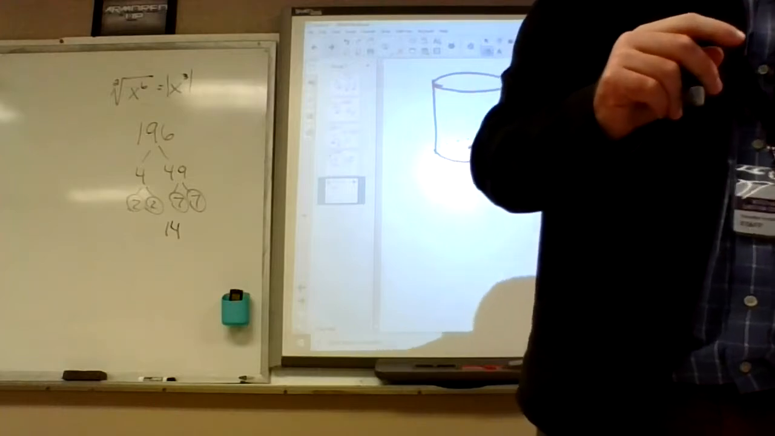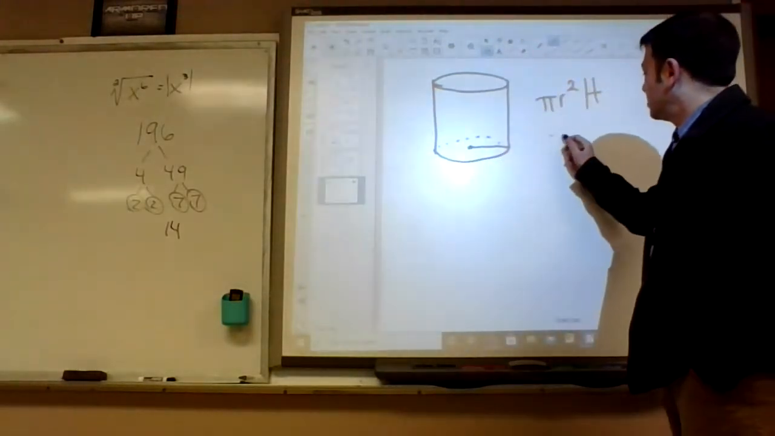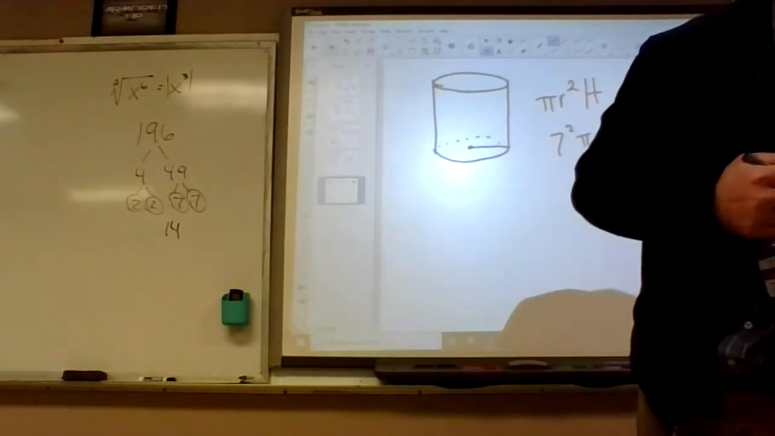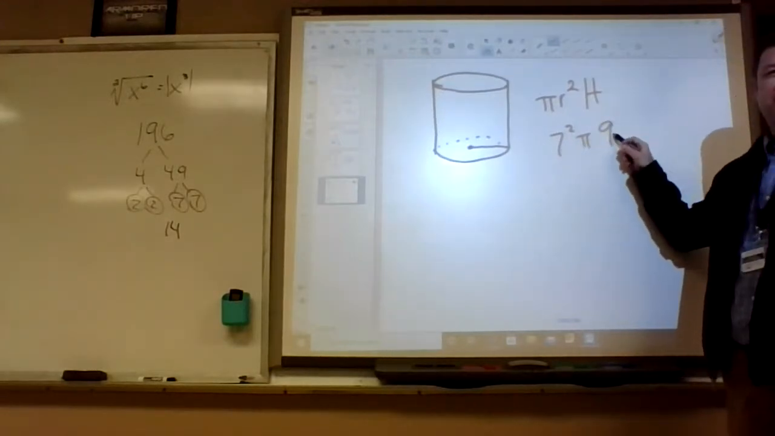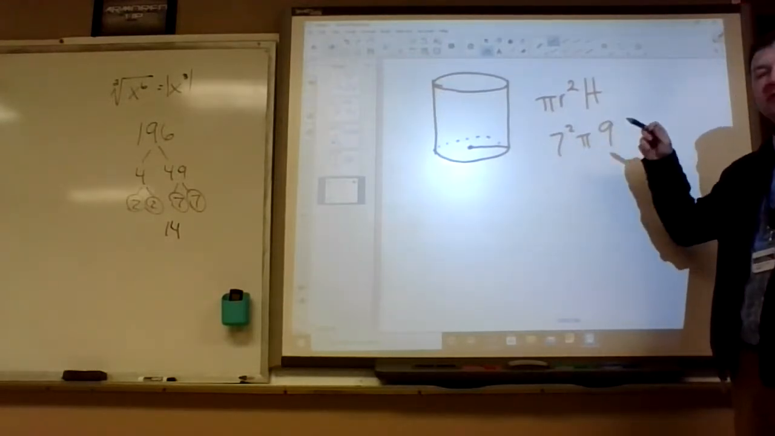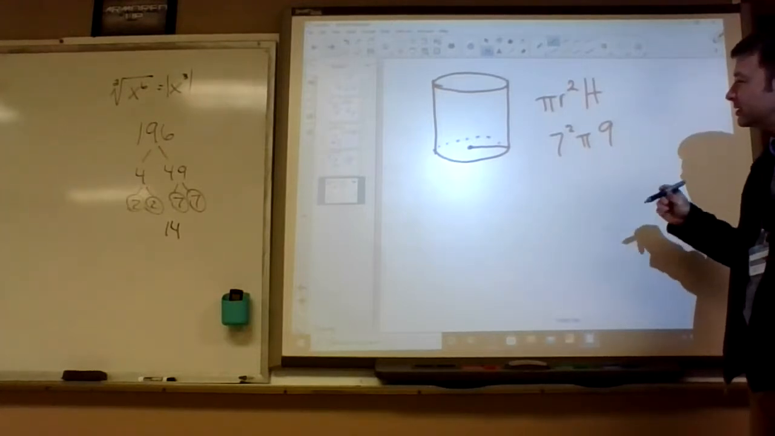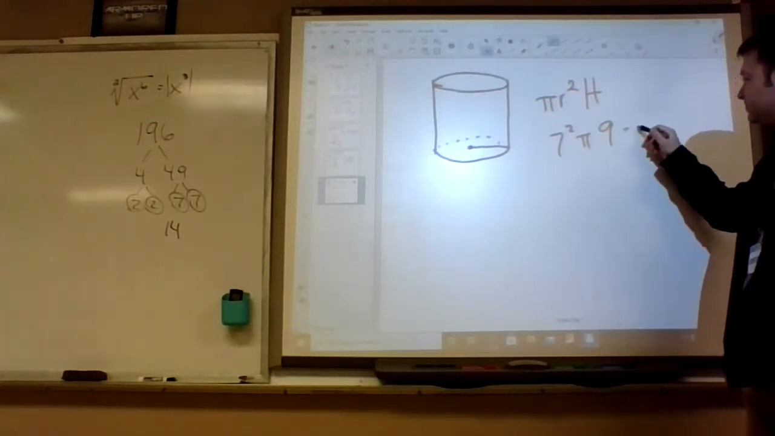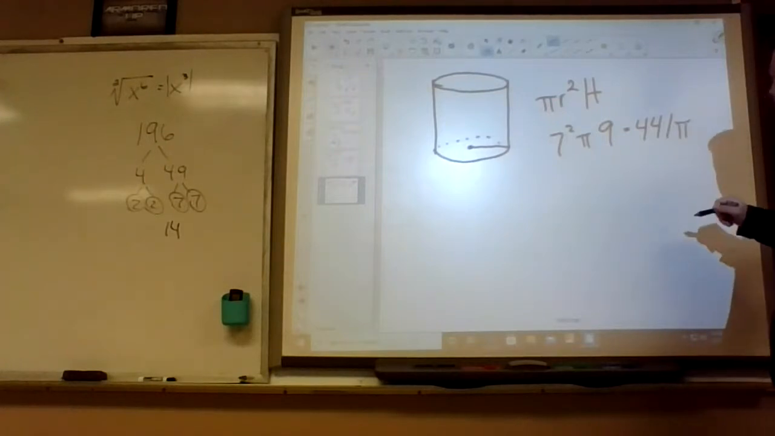7 squared. Wait, no, I'm looking at the wrong one. That's a 7. What page is it? Pi 7 squared times 9. Okay, 7 squared times pi times 9. But really we're only doing the 7 squared times 9 part. So what's 49 times 9? 441, is that it? So for number 1 you can just put 441 pi.